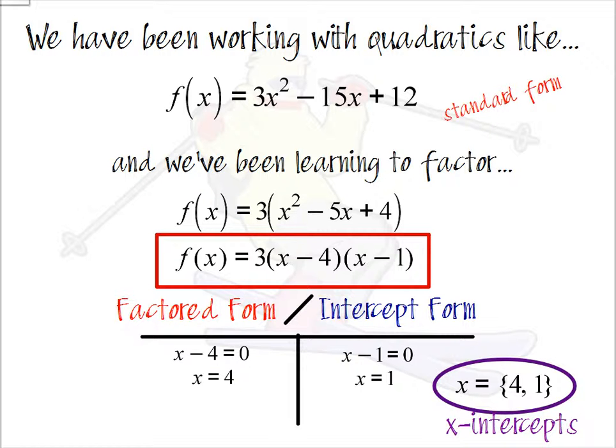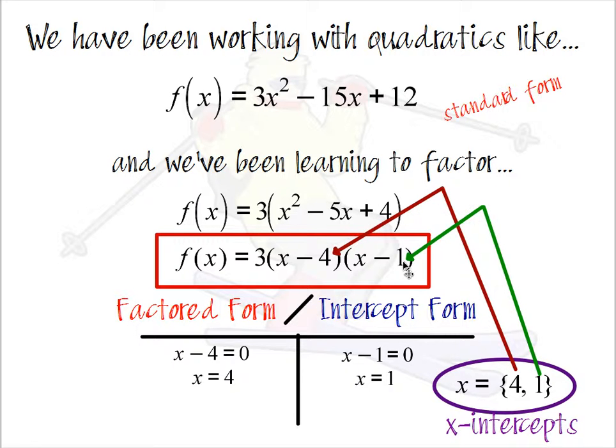I want you to take a look at those two values and look at where those particular numbers can be found in factored form. 4 comes from my first factor, right? It's being subtracted from x. And 1 comes from my second factor, which is also being subtracted from x.